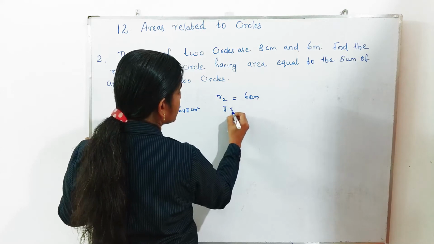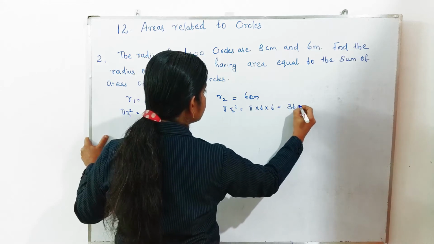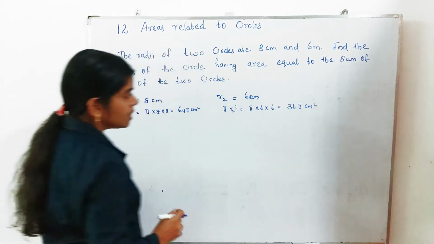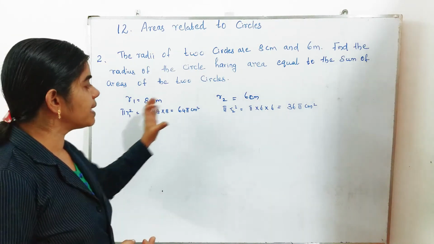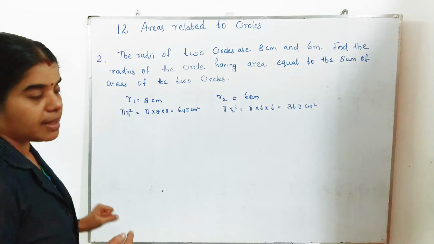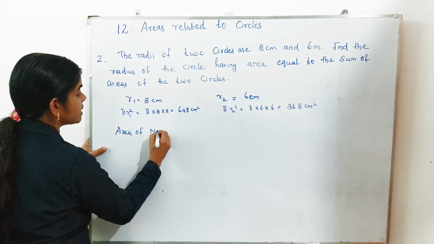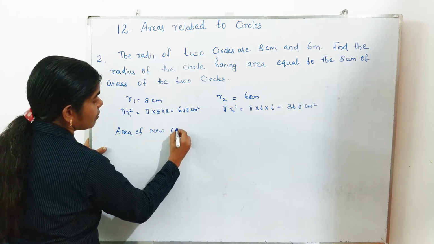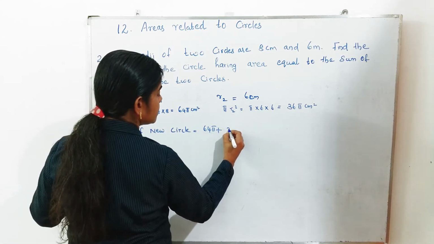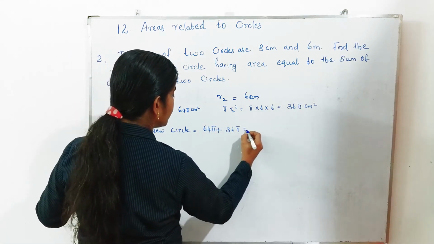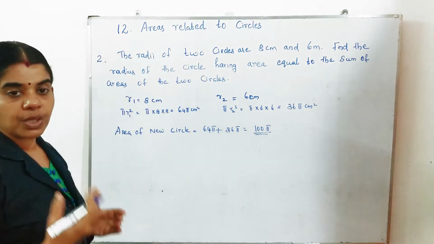Like that, pi r2 square is equal to pi into 6 into 6, that is 36 pi centimeter square. Then a new circle we are forming, its area is equal to pi r1 square plus pi r2 square. Area of the new circle is 64 pi plus 36 pi, that is equal to 100 pi. This will be the area of the new circle.